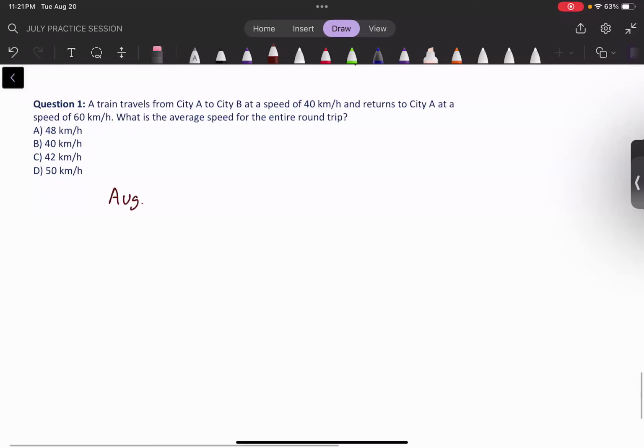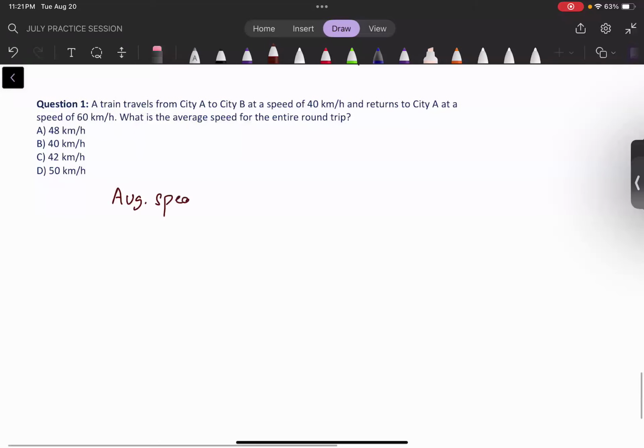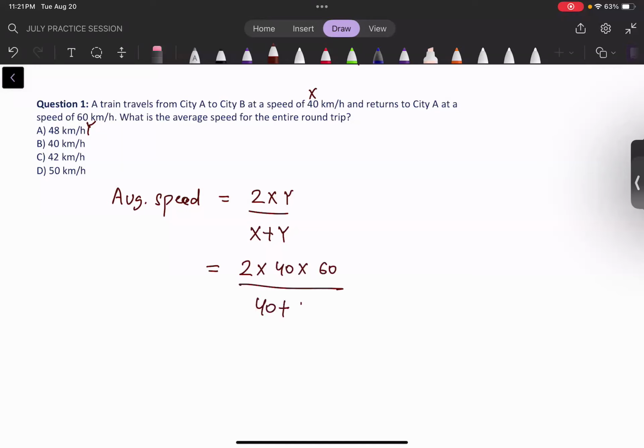So average speed equals twice of xy divided by x plus y. This is your x, this is your y. So twice of 40 into 60 divided by 40 plus 60. So twice of 40 into 60 divided by 100. So this gives you 48. All right. Not always will it be a round trip, but here in this question, it is a round trip. Okay. Let's take one more question.